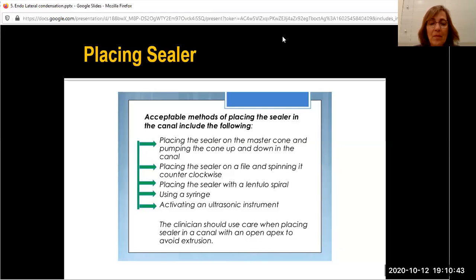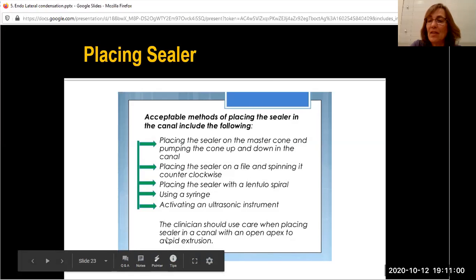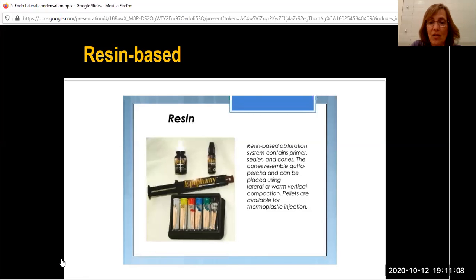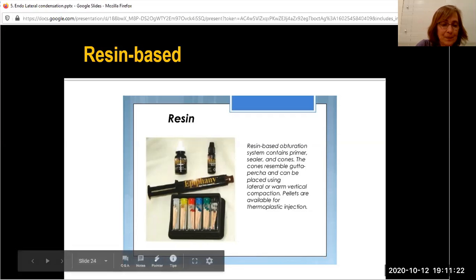As you see, the use of a syringe, as I mentioned, I have not used this because it is difficult to control the amount actually that is expressed into the canal. And they also have ultrasonic instruments. As said before, we try to avoid extrusion of the material beyond the apex of the tooth. There are also resin-based sealers that have a primer, sealer, and the cones, and you can use them using lateral or warm vertical compaction.